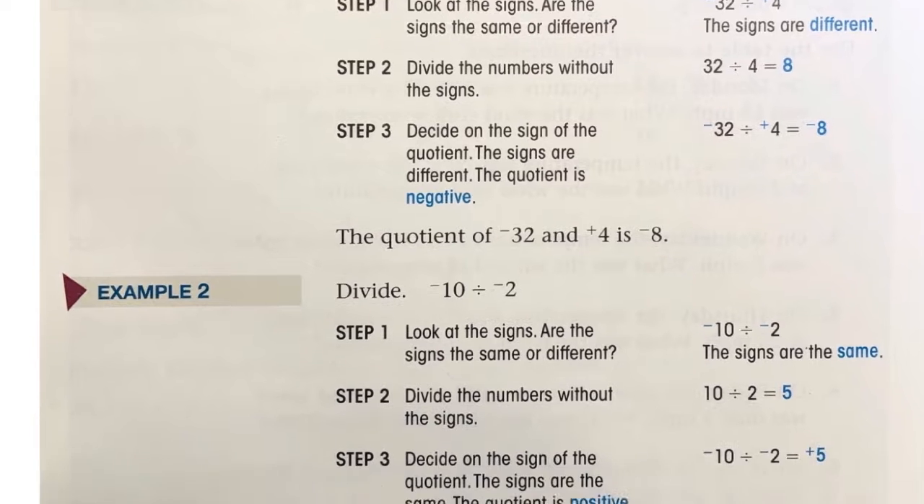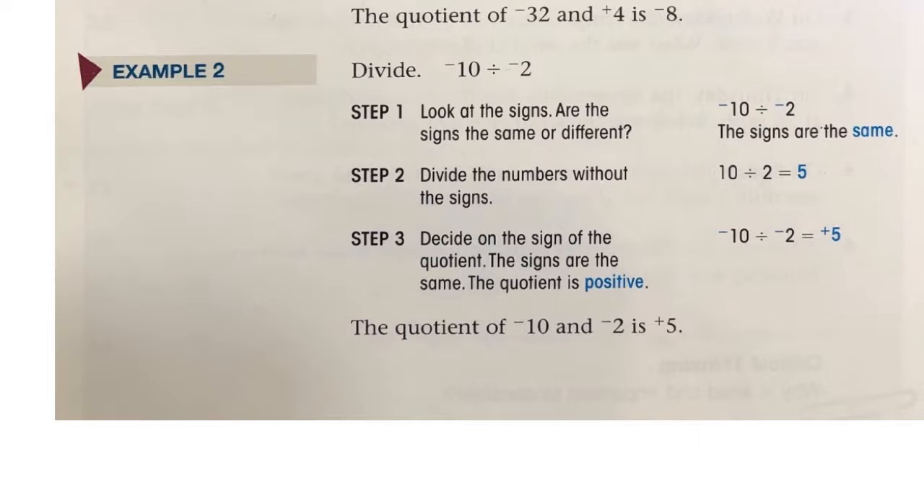Example 2. Divide negative 10 by negative 2. Look at the signs. Are the signs the same or different? Negative 10, negative 2. The signs are the same. Step 2. Just divide the numbers without the signs. 10 divided by 2 is 5. Step 3. Decide on the sign of the quotient. The signs are the same, so the quotient is positive. The quotient of negative 10 and negative 2 is 5, and it's positive.